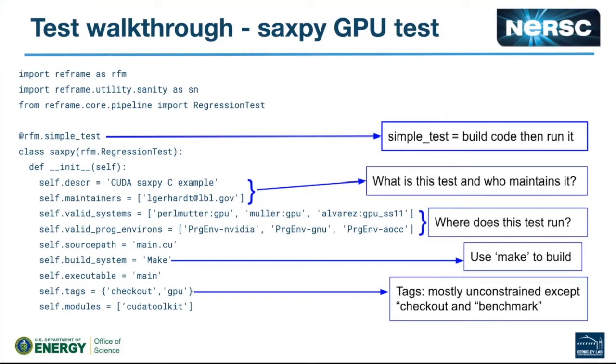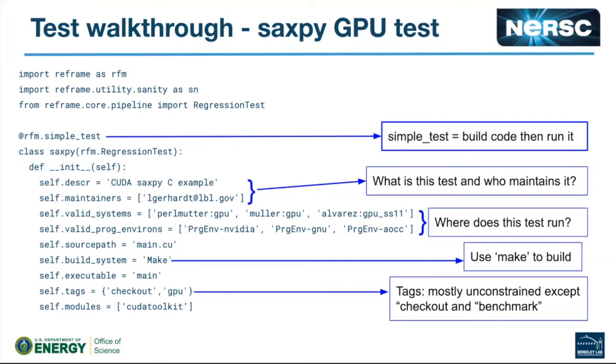Some of the tests are only for specific programming environments. So if you wanted to limit this a little further, you could trim this list down. And then you can see down here, there's a source path that tells you this code is checked into the same directory. And that's going to be compiled with the make build system. So you just say build system make, and it'll do make install and all that stuff behind the scenes. And it's going to make an executable called main.